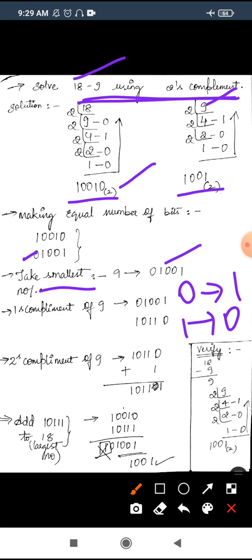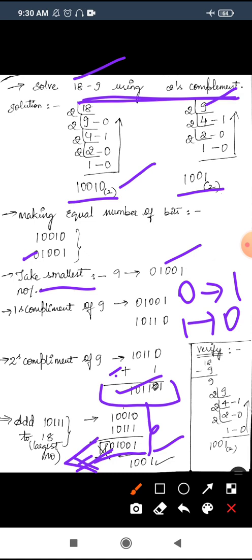So then you have to perform 2's complement. 2's complement can be performed by adding 1. Okay, so if you are adding 1, so 0 plus 1 is 1, and the rest will be the same as it is. So now you have to add this number to the number 18. By performing that binary addition, you will get 101001. Here you have to ignore this extra carry. Okay, so now you will get the answer as 1001. So this is the final answer.